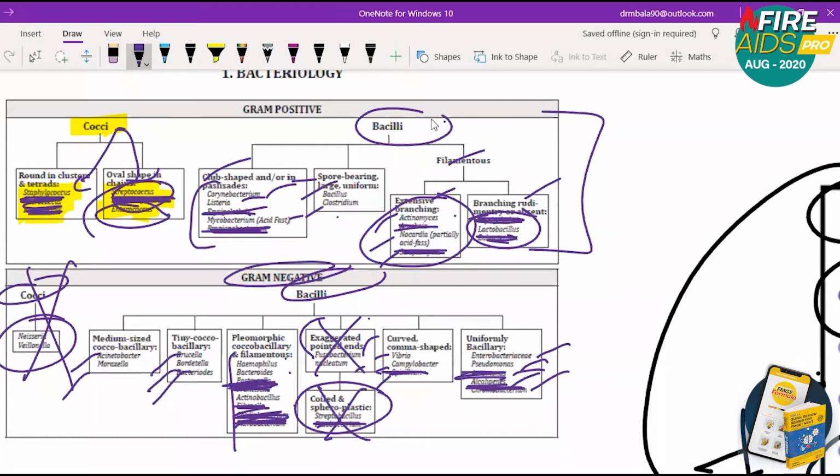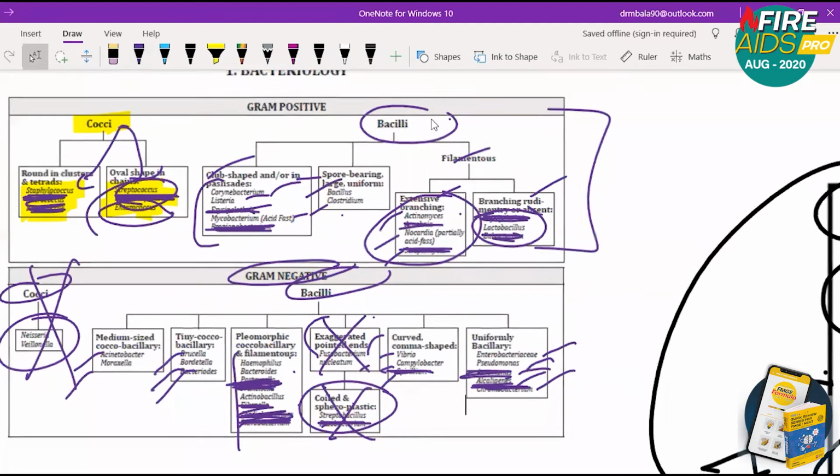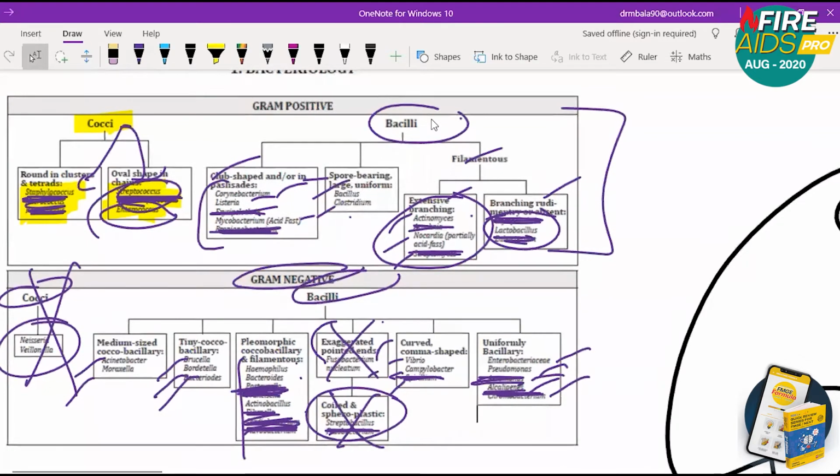So overall, if you take the gram negative, whatever I marked is important. Acinetobacter and Moraxella is important. Brucella, Bordetella, Bacteroides is important. Haemophilus, Bacteroides, and Actinobacillus is important. Vibrio, Campylobacter is important. Enterobacteriaceae, Pseudomonas is important. So only these names you must remember for your examination.